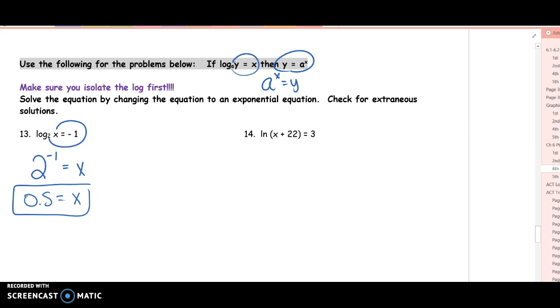Okay, number 14. I'm going to write in here, and you should write this in your notes. You cannot subtract 22 yet. After the parentheses, there's no addition or subtraction. In front of the ln, there's no multiplication. So this is isolated. What base is ln? Ln is base e. So when we change forms, e to the third equals x plus 22.